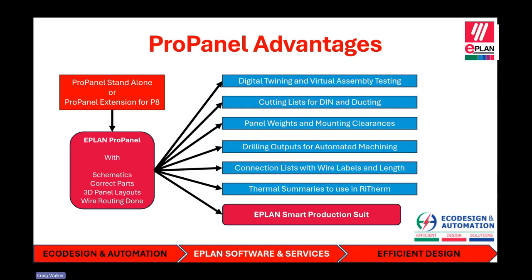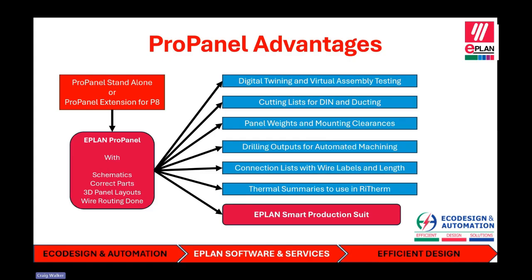Cutting lists for DIN and ducting, we've talked about. These you can generate, you can cut all your DIN and duct, have it ordered, have it cut, usually from a local supplier, which is nice and easy, and ready to go, sitting in a pile, waiting for the panel to arrive, pre-automatic drilled and tapped.